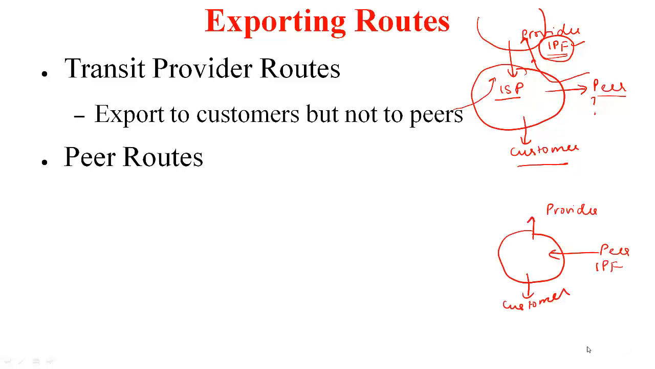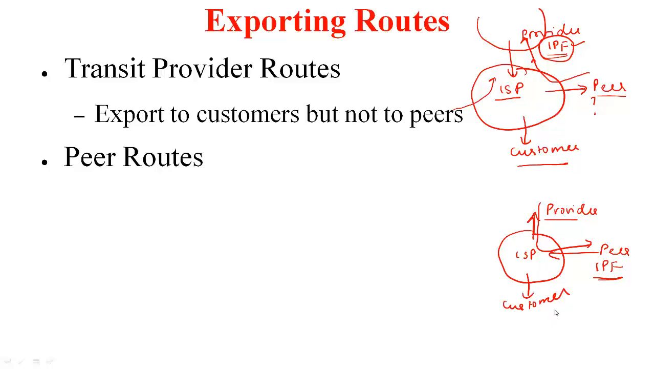What about peer routes? Again, this ISP is going to hear certain IP prefixes from the peers. Now this information, should it expose to the provider ISP? Well, again no, because if you were to expose it to the provider, it may now start using you to deliver traffic to the particular peer. And again, this traffic has no relevance to you, so you should not export the peer prefixes to your provider. What about exposing them to your customers?